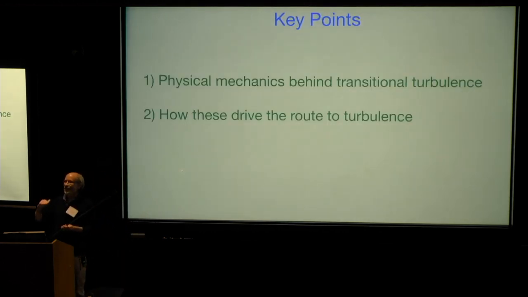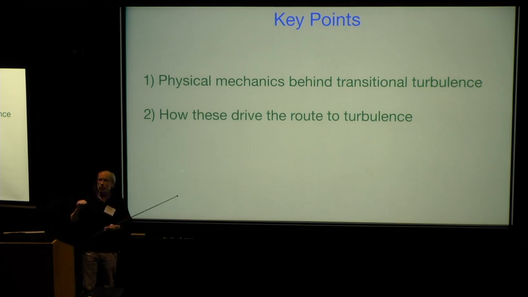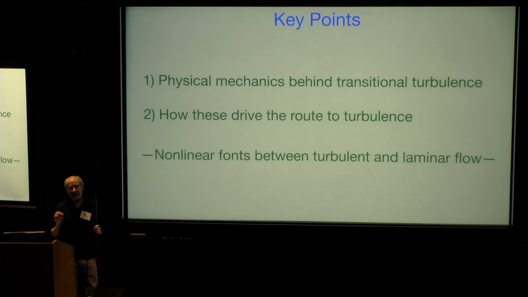Nigel explained all this, and I don't have really anything to add. What I want to talk about is the physical mechanisms behind why you get this at all. Why do you have this transitional regime at all? And how does this drive things? That's what I want to get across, okay? And the key thing here is there's nonlinear fronts between turbulent and laminar dynamics, okay?